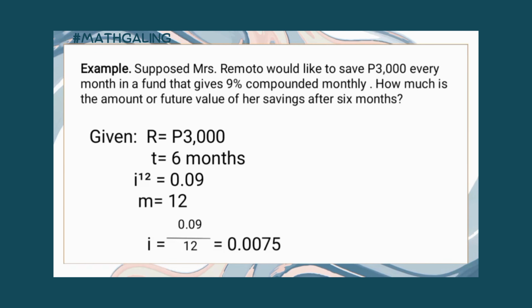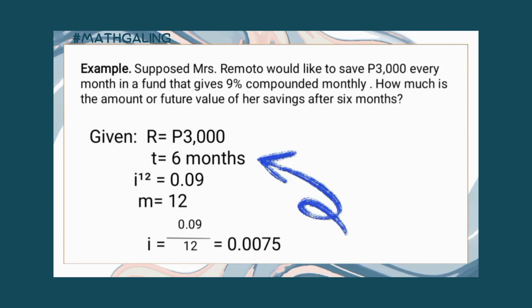Okay, so now let's have our first example using the time diagram. Example. Suppose Mrs. Remoto would like to save 3,000 pesos every month in a fund that gives 9% compounded monthly. How much is the amount or future value of her savings after 6 months? Okay, so we have here our given. R is equal to 3,000 pesos, the periodic payment or the regular payment.